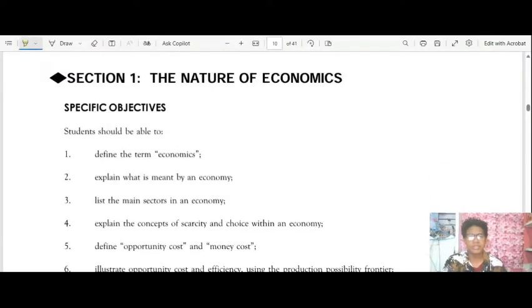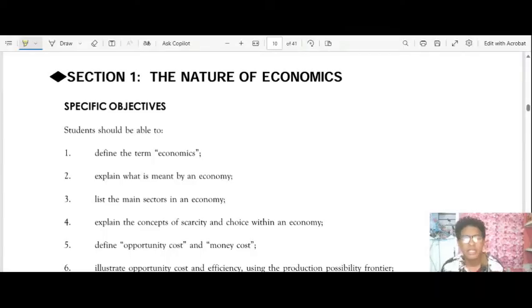Now let's go into section one, the nature of economics, and go through the definitions that we need to cover. Alright, guys, we are in no rush. We have some time to do some general revision. I believe we're going on to the 10 minute mark. Yes, we are on the 10 minute mark.